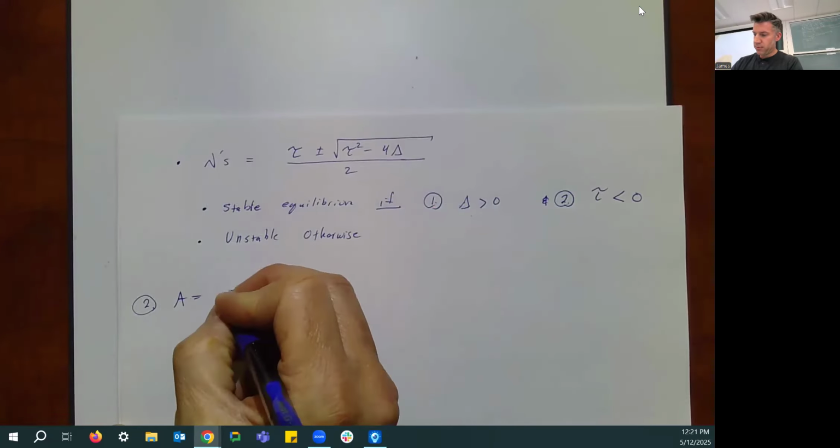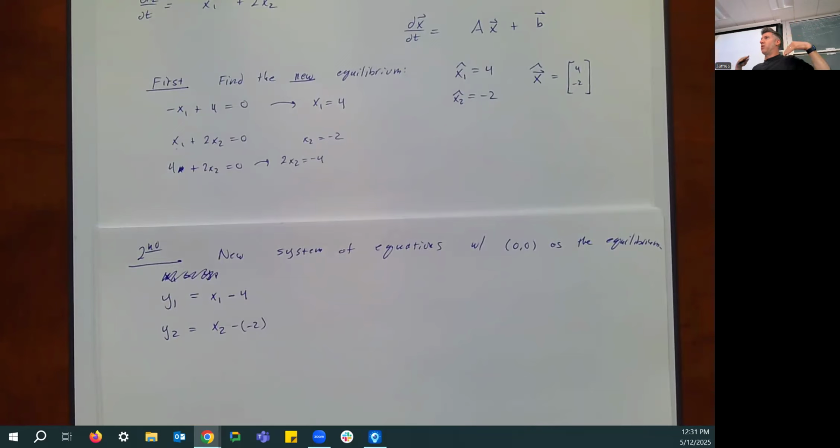So all we're doing is taking the x's and subtracting their equilibrium to get the y's, which will now have an equilibrium of 0, 0. I know that sounds a little bit funky, but just hold on for a second. All I'm saying is that whatever my new system of equations is, it will essentially have the same stuff as my old system, but my equilibrium is what we want it to be. It's 0, 0, which we're used to having because we know how to deal with that.